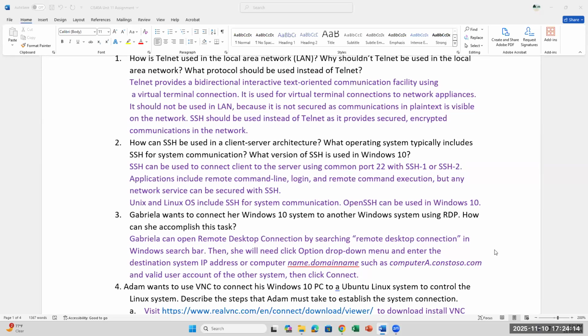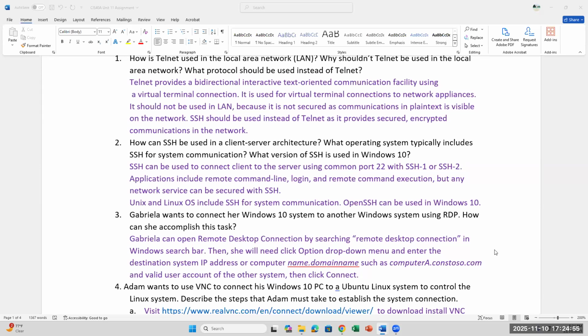So on her computer, Gabriella would open Remote Desktop Connection by searching for Remote Desktop Connection in the Windows search bar. That's the first step. Then it's going to give you the option to click the menu and enter the IP address of the destination system. So her system is system A, and she needs to connect to system B. So at this point, after she has selected the option for remote desktop, she's going to then enter the IP address of system B, the destination system.